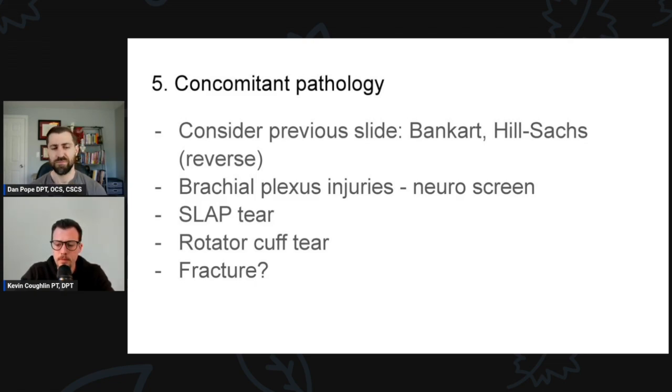So I'm not sure if this would really be considered concomitant, because the Bankart is just happening with the initial injury so often. But you want to watch out for, obviously, a Bankart, a Hill-Sachs, or a reverse of the two. A brachial plexus injury is something that can be really terrible for the patient.